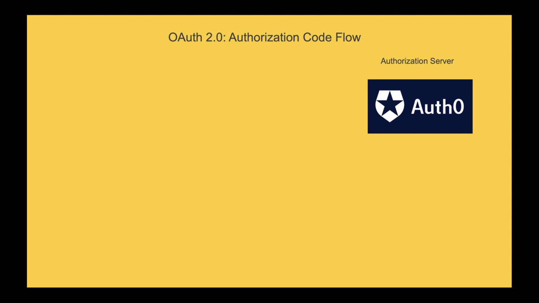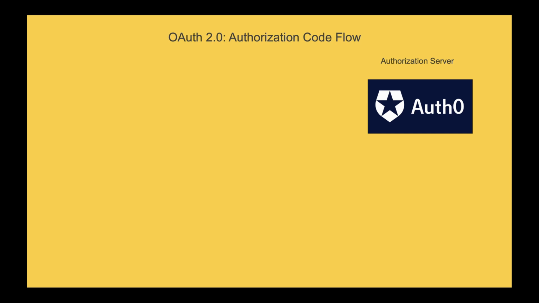So in the last video, I talked about how modern day Web API security is implemented using OAuth. If you haven't watched that video yet, the link is down in the description below. Go check it out. In this video, I'm going to show you how to implement the OAuth Authorization Code Flow.